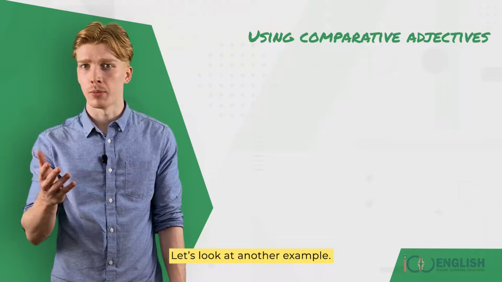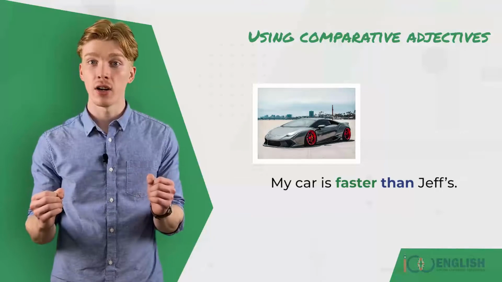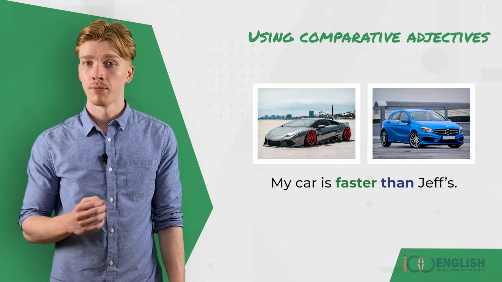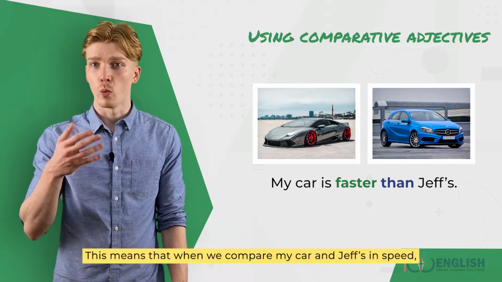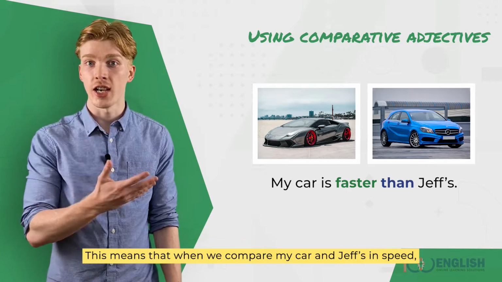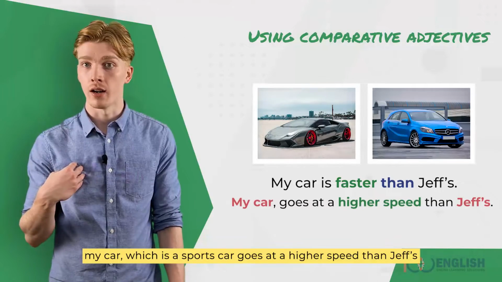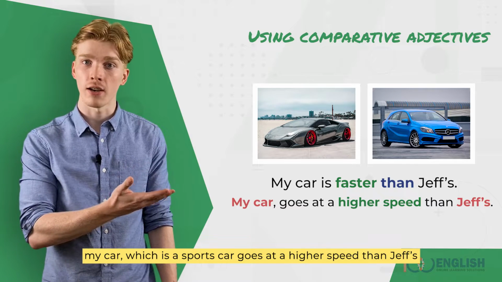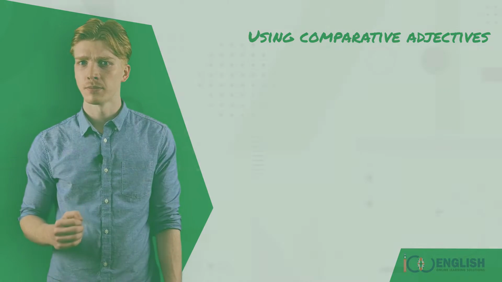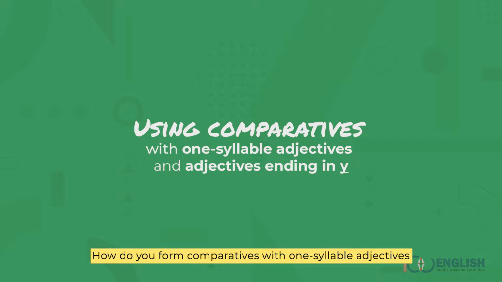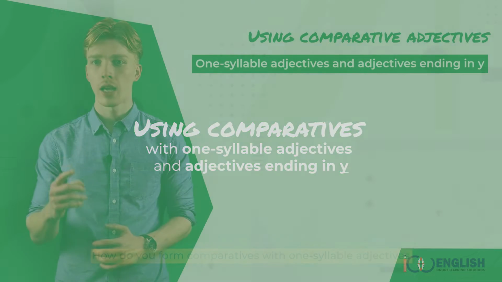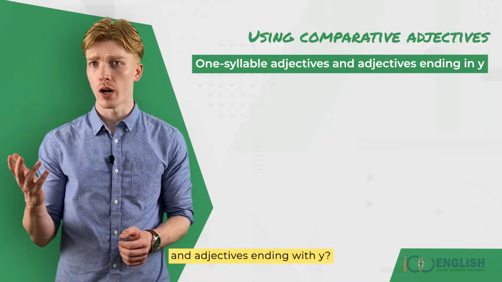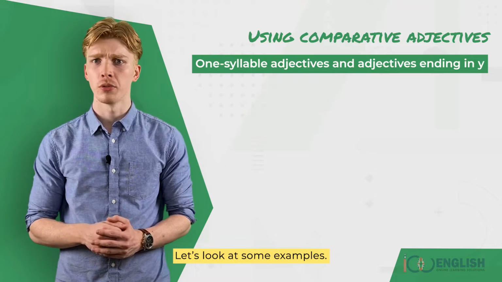Let's look at another example. My car is faster than Jeff's. This means that when we compare my car and Jeff's in speed, my car, which is a sports car, goes at a higher speed than Jeff's. Let's move on. How do you form comparatives with one-syllable adjectives and adjectives ending with Y? Let's look at some examples.